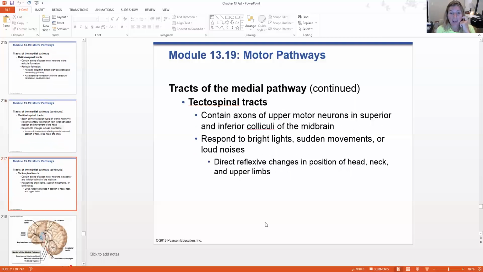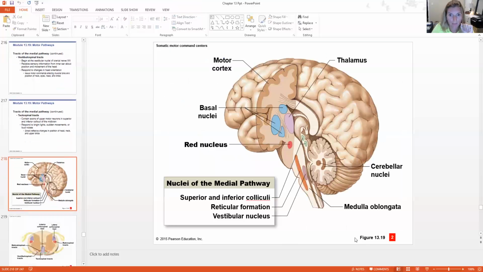Tectospinal tracts contain axons of upper motor neurons in the superior and inferior colliculi of the midbrain. That prefix tecto, like the tectum and tegmentum, is where it's coming from, responding to bright lights, sounds, sudden movements, loud noises. Again, that reflexive reaction, what was that? What did I hear? Superior and inferior colliculi, all part of that midbrain.